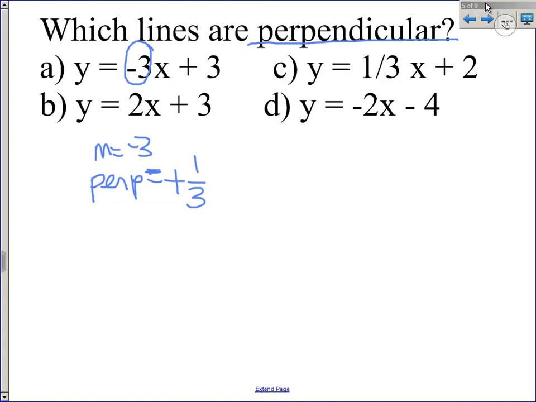Here my slope is 2, so it's not that one. For C, my slope is 1/3, therefore 1/3 and -3, these two lines would be perpendicular. So A and C.